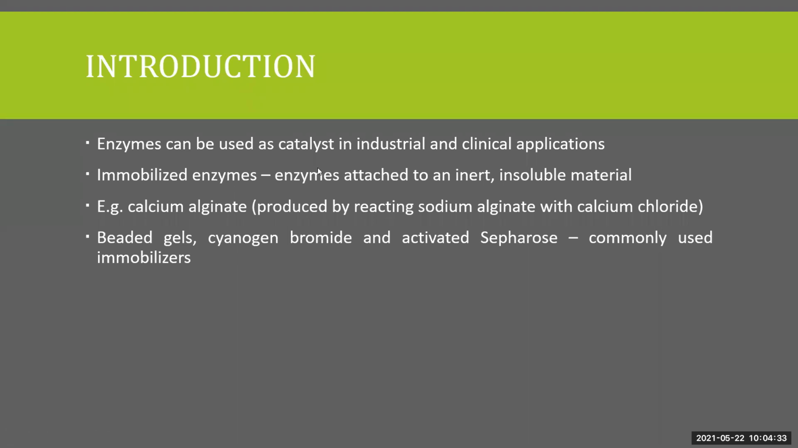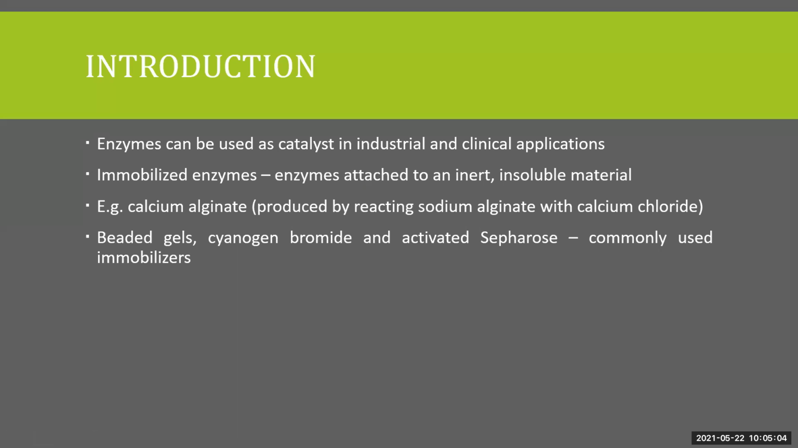So what is immobilizing an enzyme? The enzyme is attached to a material that is, number one, inert. That means it's not going to change any chemical or functional properties of the enzyme. And it should be insoluble, so when we put the sample, the sample matrix should not dissolve the material. These two things are to be kept in mind when you are immobilizing the enzyme by attaching it to an inert and insoluble material.